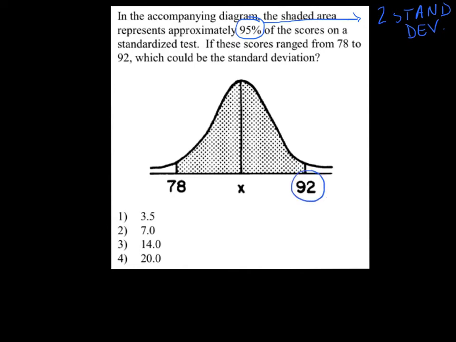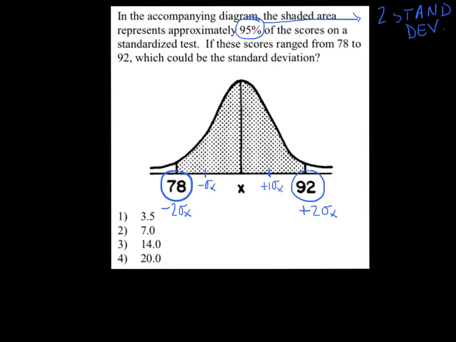So the 92 here represents 2 above. I'm just going to say plus 2 standard deviations. And then the 78 right here, that's minus 2 standard deviations or below. So what I'm going to do is put a hash mark right there for minus 1 standard deviation, and a hash mark right here for plus 1 standard deviation. So I get it all labeled.